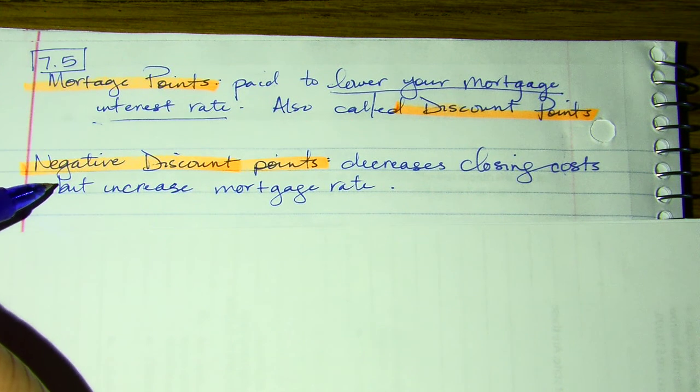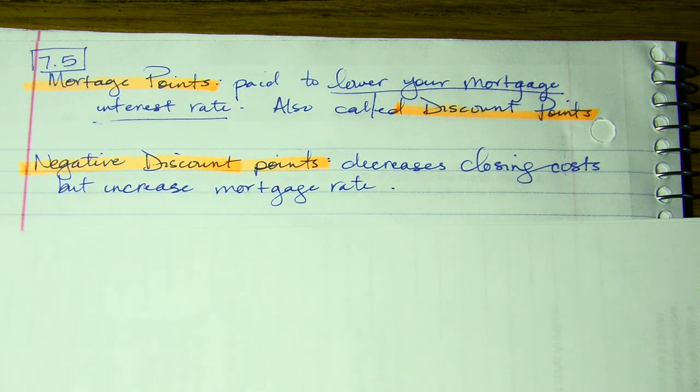The opposite, almost, is called negative discount points, and it increases your mortgage rate, but it decreases your closing costs. It's basically for people that don't want to pay their closing costs, so they add them into their mortgage, but they will be charged an increased percentage. So we're going to cover examples of both.